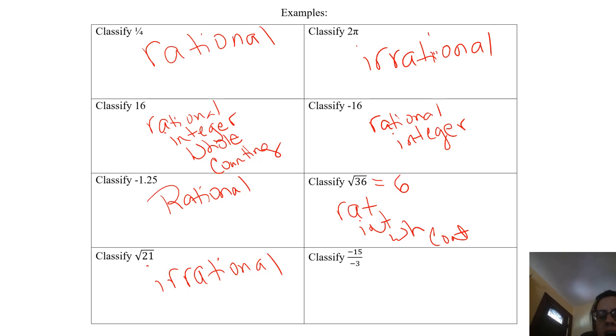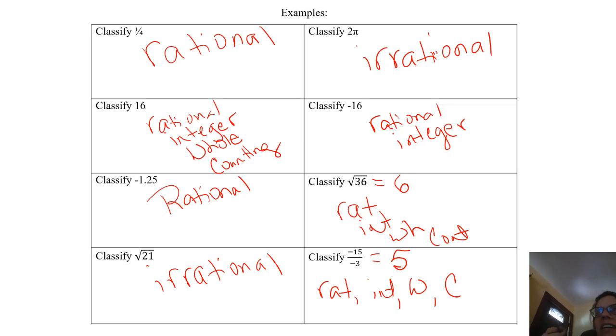And finally, classify -15 over -3. When we ask ourselves about decimals and fractions on the rational side, because I know this is rational, the question is, does it reduce to a whole number? And this does. It reduces to +5. So I actually have to reduce it first and now classify 5. So was it a fraction or decimal now? No. Is it negative? No. Is it 0? No. That means it's rational, integer, whole, and counting number.